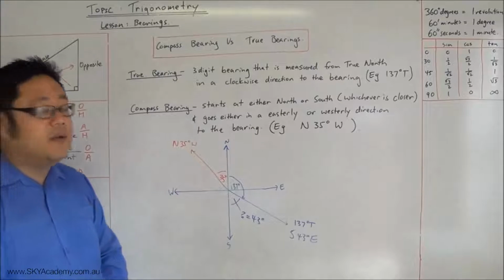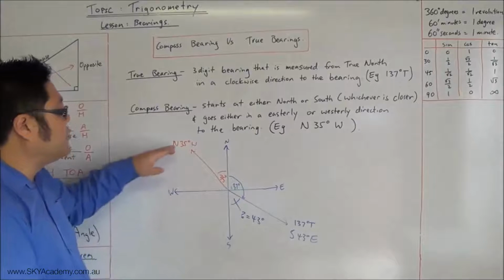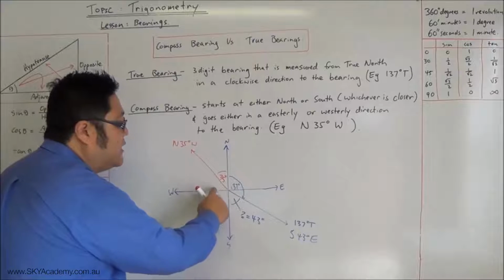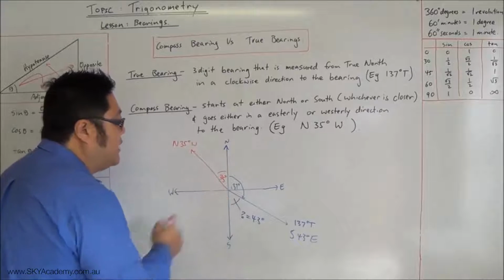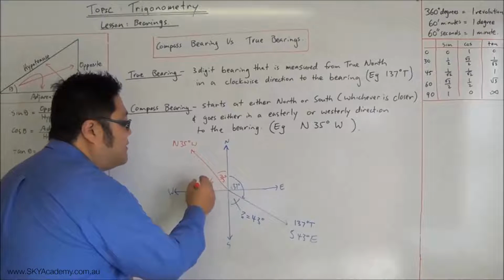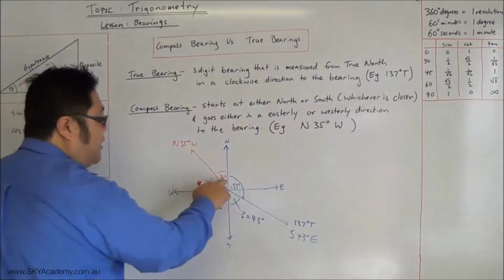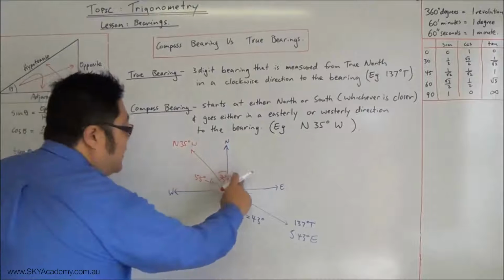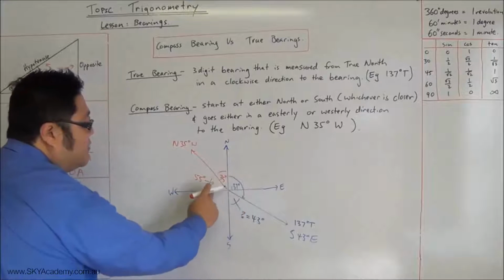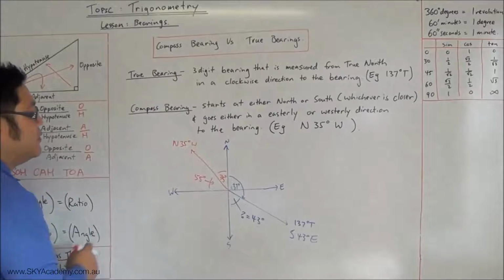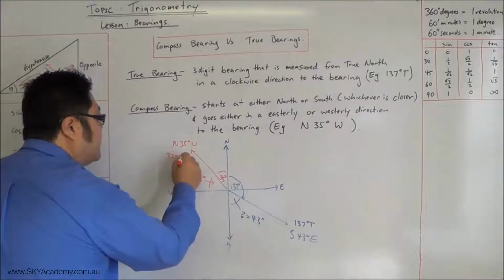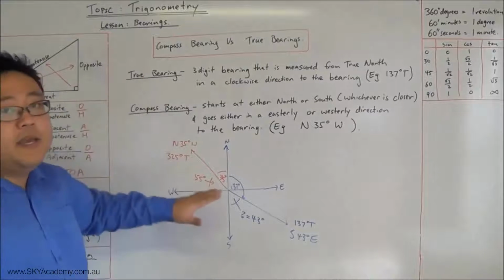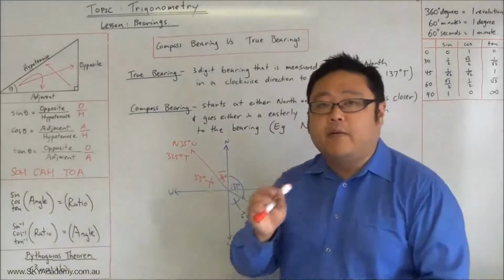Now, what else could that be? In terms of a true bearing, it would be 90, 180, 270, plus this angle here. What's that angle? Well, it's got to add up to 90, so 90 minus 35 would be 55 degrees. So it would be 270, which is 3 lots of 90, plus the 55, which would be 325 degrees true.